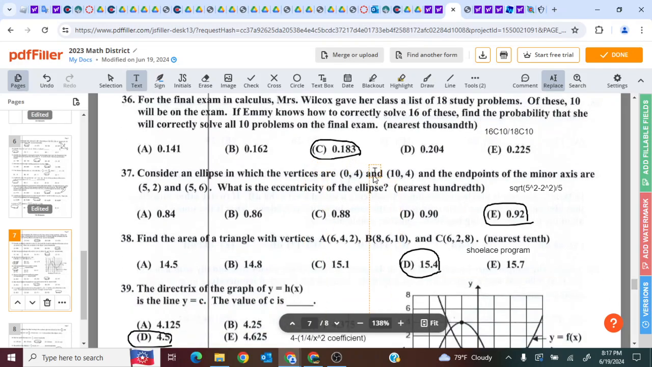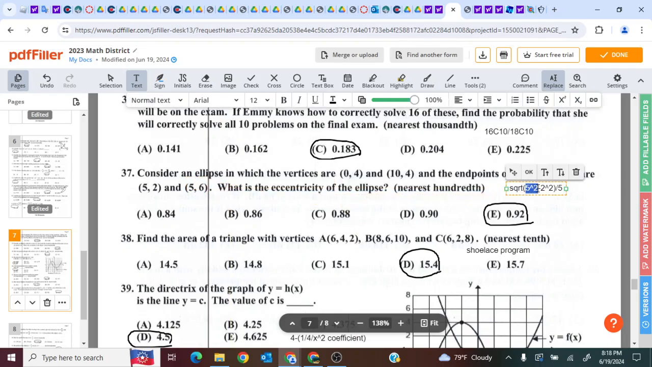Consider an ellipse with these vertices and endpoints of this. What is the eccentricity? Well, you've got to figure out the length of each axis. The major axis, as you can see, has a total length of 10, so you divide by 2 to get that radius. Then the minor axis has a length of 4, so you divide by 2 to get that radius. And then you simply do the longer radius squared minus the shorter radius squared, square root of that, over the longer radius to find the eccentricity of an ellipse. And if you do that, you get a value of 0.92.